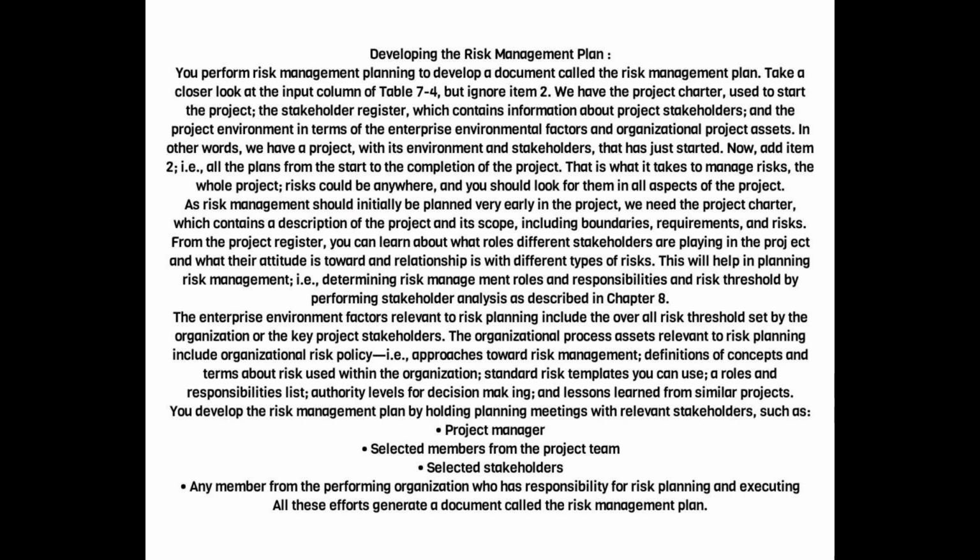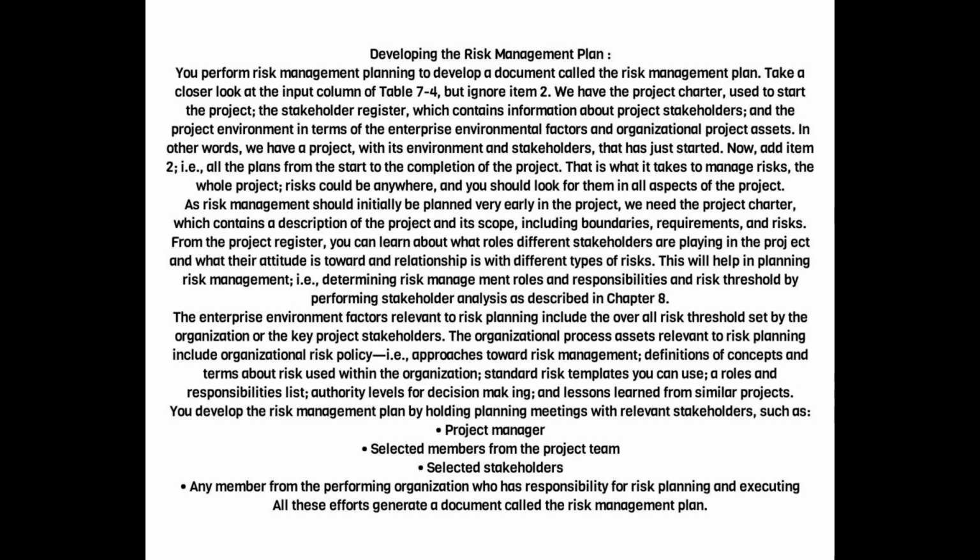Take a closer look at the input column of Table 7.4, but ignore Item 2. We have the project charter, used to start the project, the stakeholder register, which contains information about project stakeholders, and the project environment in terms of the enterprise environmental factors and organizational project assets. In other words, we have a project, with its environment and stakeholders, that has just started. Now, add Item 2, i.e., all the plans from the start to the completion of the project. That is what it takes to manage risks, the whole project. Risks could be anywhere, and you should look for them in all aspects of the project.